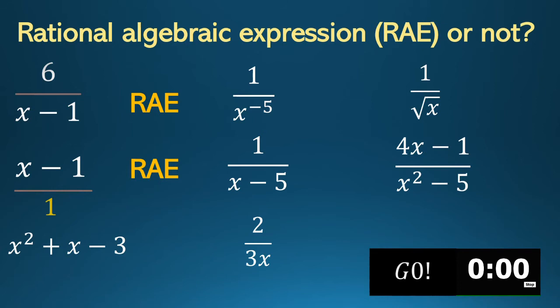How about this? Of course, that is still an RAE. Because, again, it has a numerator of x squared plus x minus 3 and its denominator is 1.